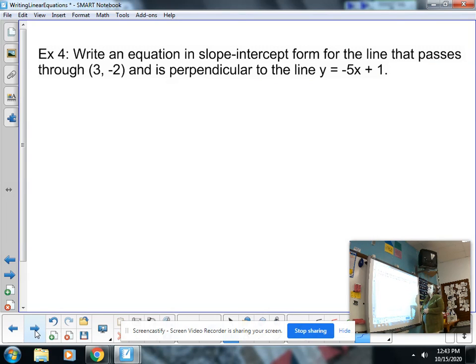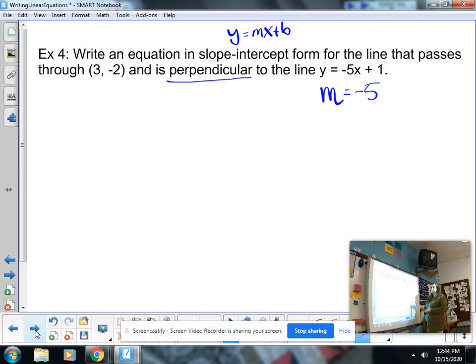Again, this is a continuation of our previous lesson on writing equations of lines. We're going to write the equation in slope-intercept form. So my final answer needs to be in y equals mx plus b form for the line that's going to pass through (3, negative 2) and is perpendicular to the line y equals negative 5x plus 1. The slope of this line that's given is negative 5.